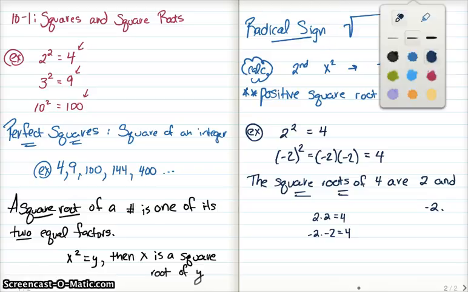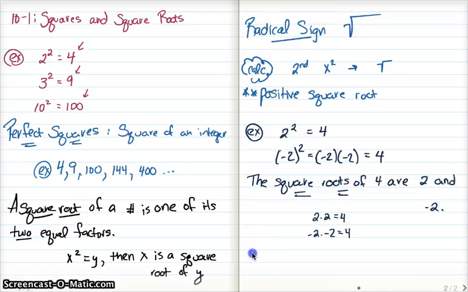So whenever you see something that looks like this, having trouble drawing, there we go. Okay, so for example, if I said the square root of 4, the only answer is 2 because I'm indicating the positive root. Same thing if I took the square root of 100. The positive root of 100 is 10.